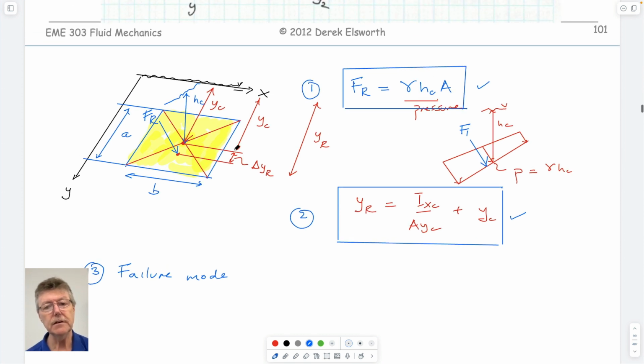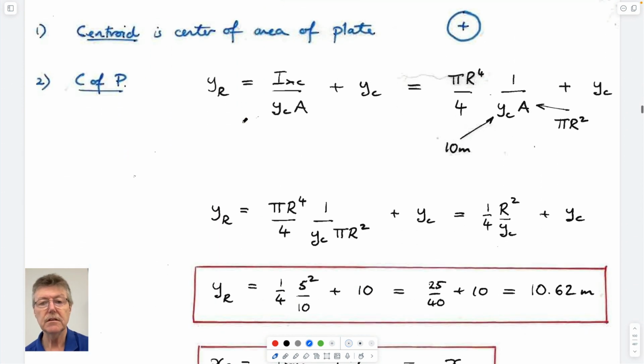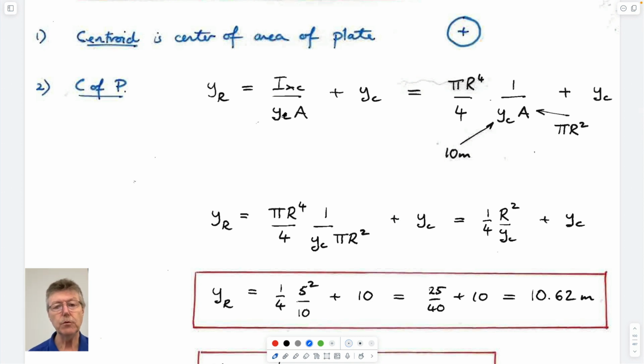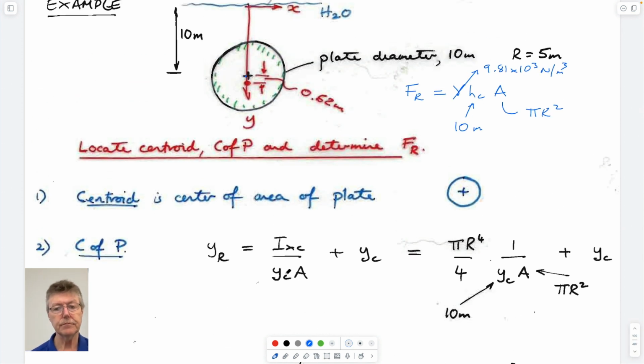So if we go back to this figure, the slope distance is in the plane of this. If the plane was inclined, it would be an inclined y. If the plate is vertical, it's a vertical y. And therefore, yc is going to be what? 10 meters, right? I guess. A is going to be pi r squared. yc is going to be 10 meters.